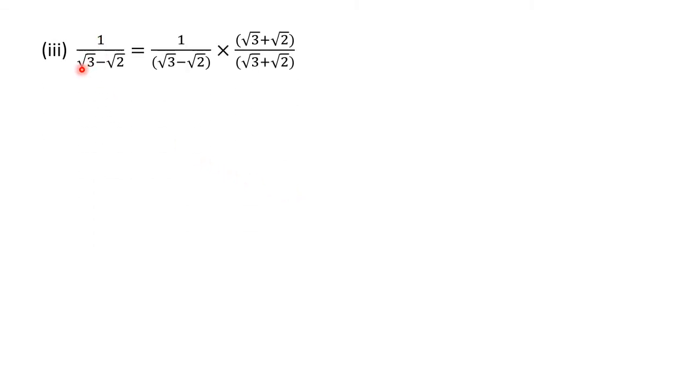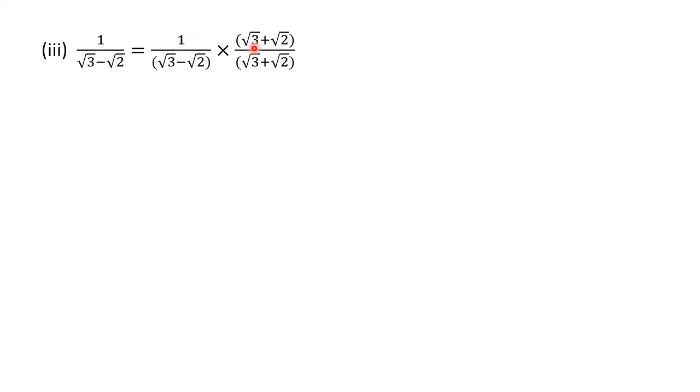1 upon root 3 minus root 2. Okay, so here to rationalize this denominator, we need to multiply and divide by conjugate pair. Conjugate pair means simply change the middle sign here. So write the question as it is, 1 upon root 3 minus root 2. I have written in bracket, okay, because two terms are there. And then we have multiplied and divided by the conjugate pair. That means here simply we are writing plus sign. Okay, but take care that both the place you are writing the same number.